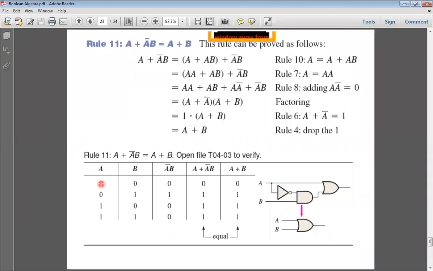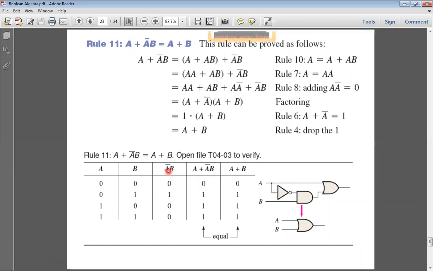After inverting, 0 becomes 1, 1 dot 0 is 0. Invert this A, 1 dot 1 is 1. Invert this A, 0 dot 0 is 0. 0 dot 1 is 0. So this is A bar B, and this is to be added with A to get A plus A bar B.